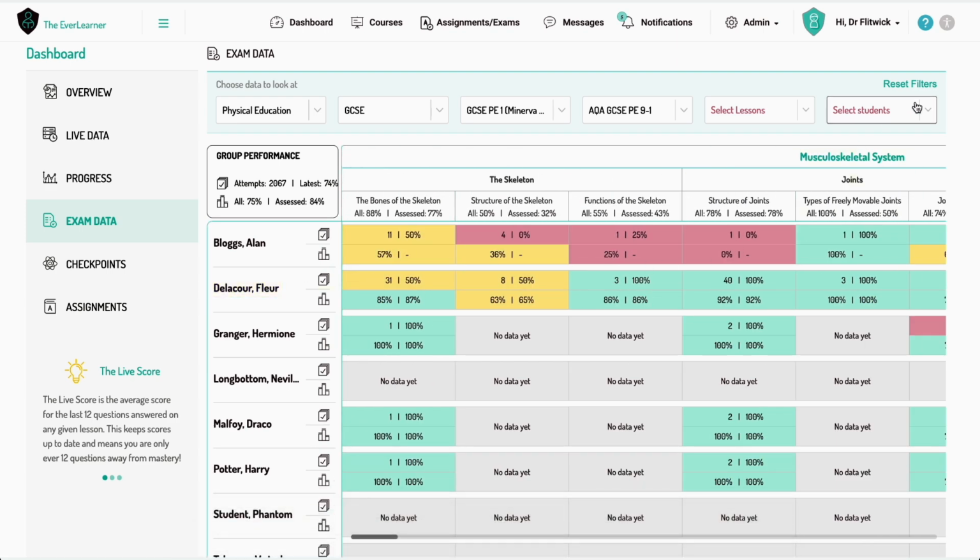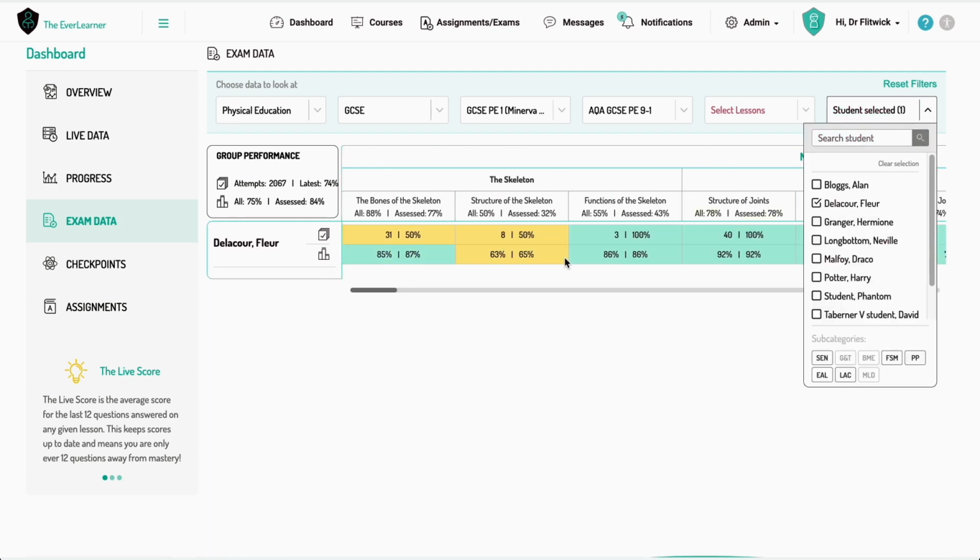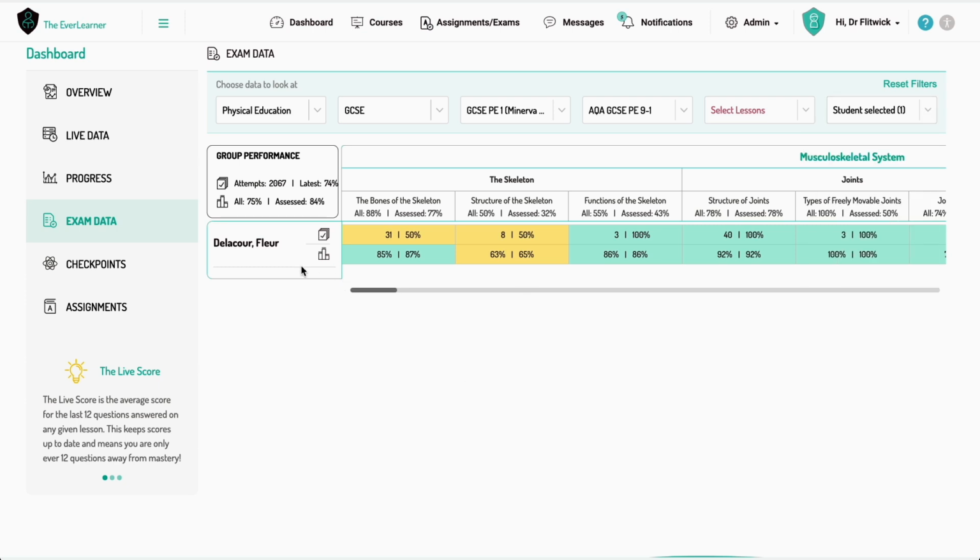So if we look at Fleur just here, and we can start to see where she's doing really well, where she's not. Now, it highlights the students and it shows the low number of attempts. So for example here, 31. She's done 31 different attempts at questions on the bones of the skeleton. So I'm not too worried about that.